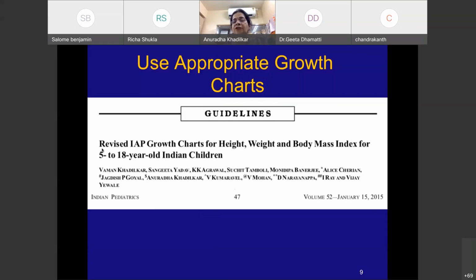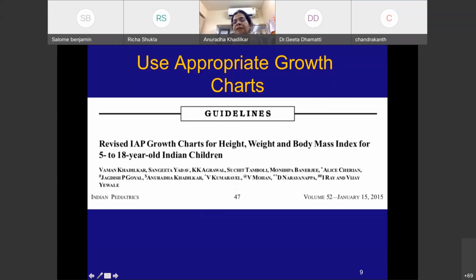But in an older child, you can't really control the environment, and it is very much decided by what the environment is. So what we used to find is that if we used Western charts, our children don't really grow that much during their pubertal years. So we used to get our calculations wrong. That is why we embarked on this study. And finally, in 2015, we came up with the revised IAP growth charts.